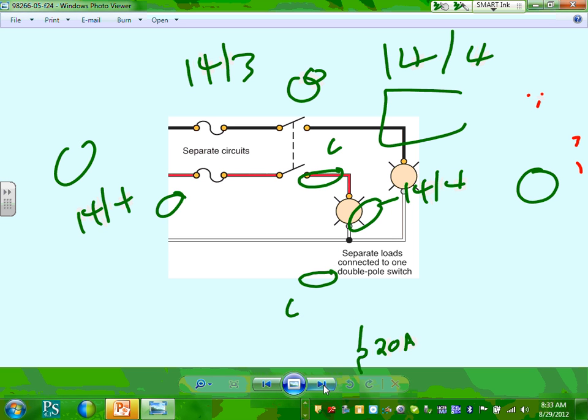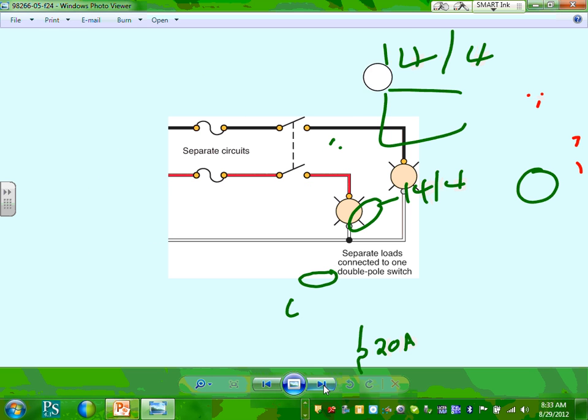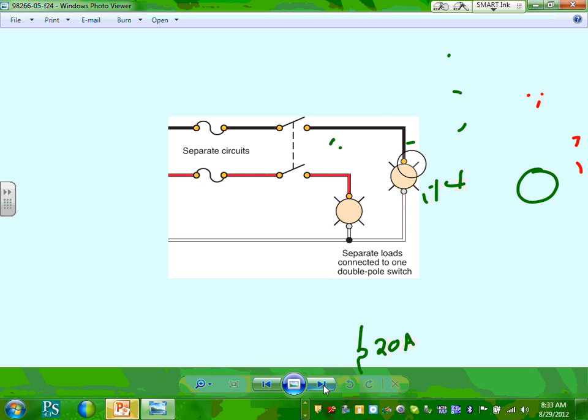Okay, we talked about the light. This is if you have a two-pole circuit breaker. Another application for two-pole circuit breakers, guys, is what if I want to turn two circuits on and off at the same time? This is mostly commercial, industrial.